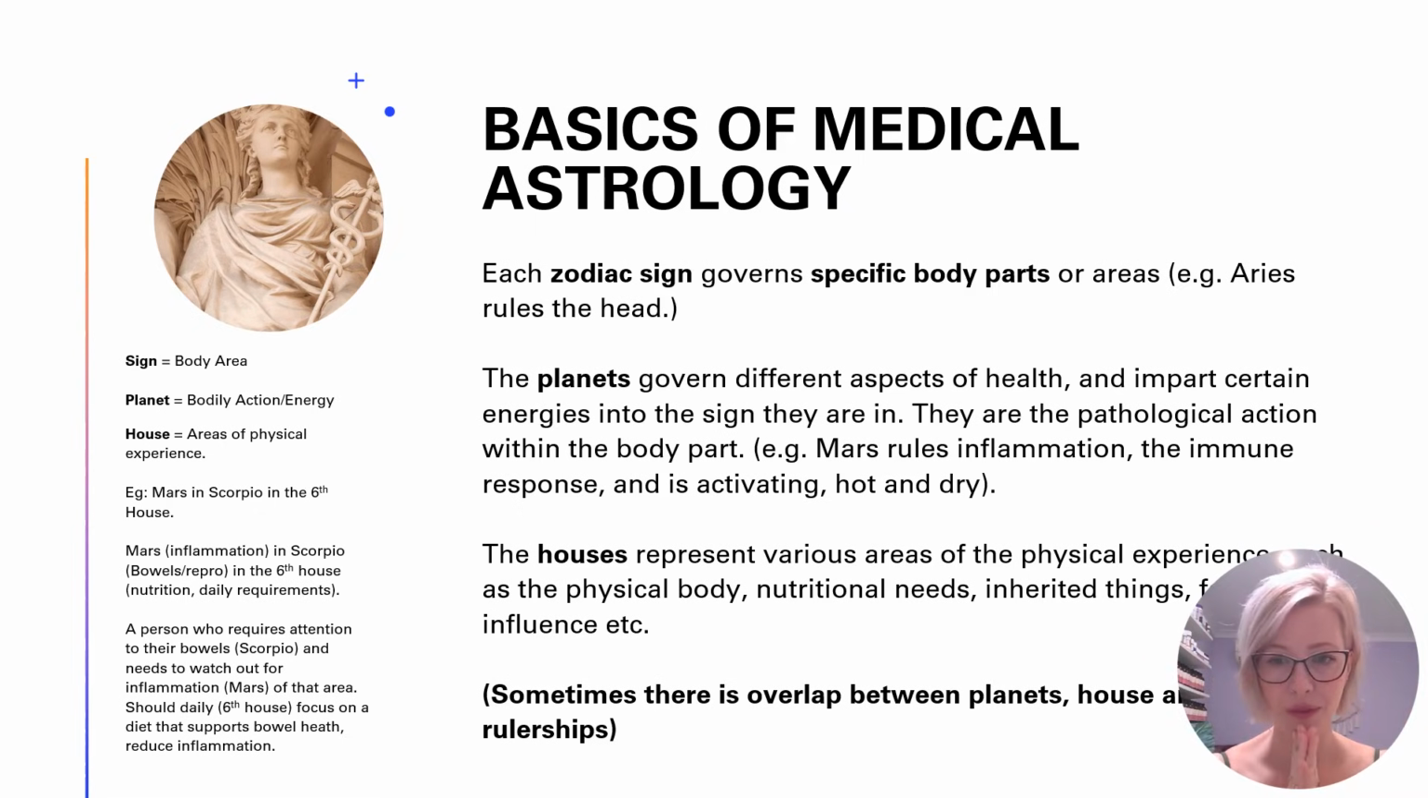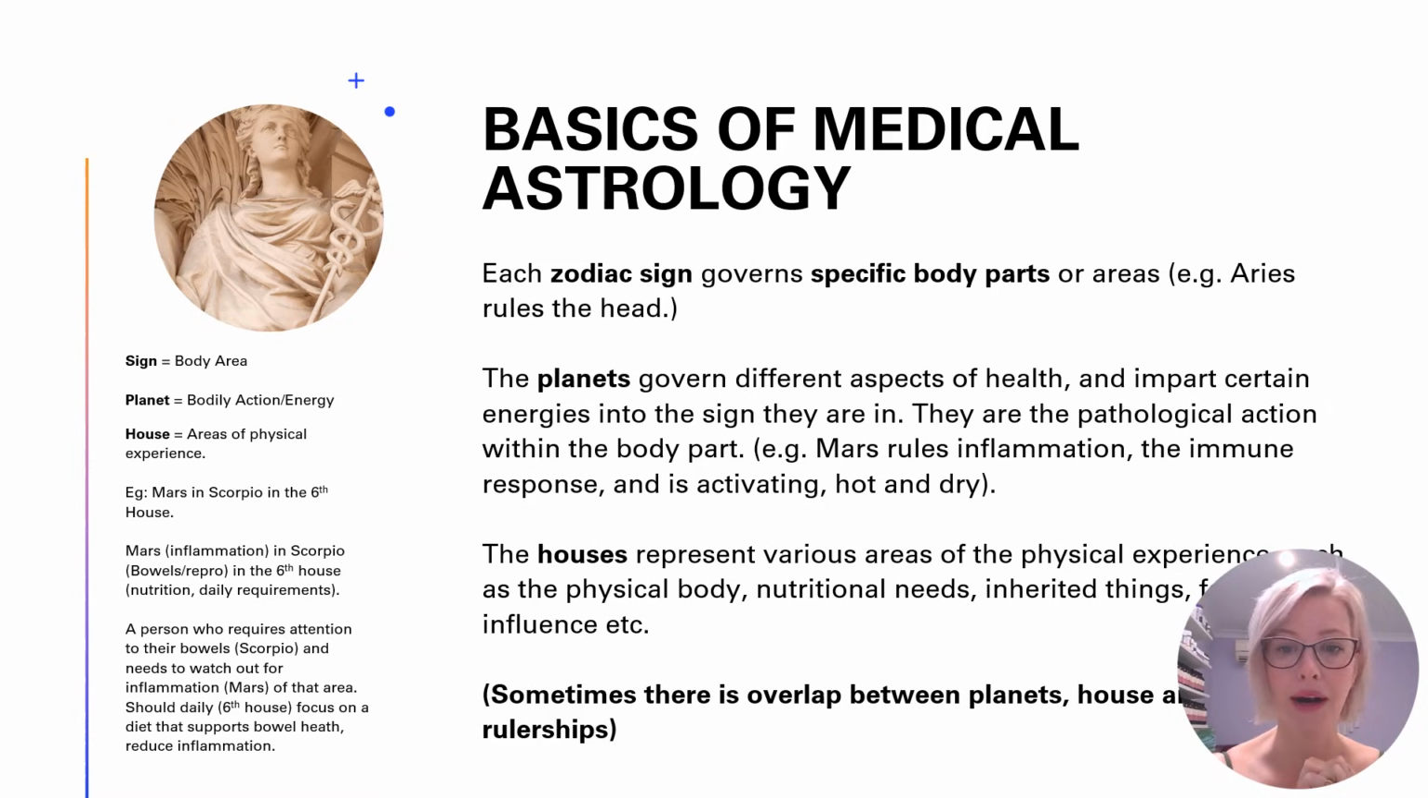Okay, very basics of medical astrology. Each zodiac sign, so that's your Aries, Taurus, Gemini, Cancer, Leo, Virgo, Libra, and so on, those signs, each sign governs a specific body part or area. So for example, Aries rules the head. We'll start with that. The planets govern different aspects of health and impart certain energies into the sign they are in. They are the pathological action within the body part.